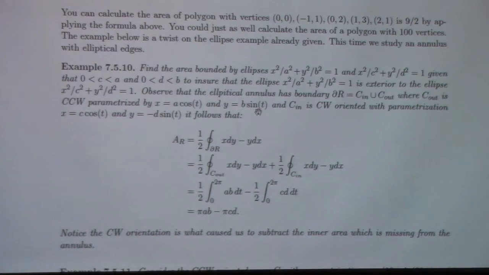For example, you can calculate that the area of a polygon with vertices (0,0), (-1,1), (0,2), (1,3), (2,1) is 9/2 by applying the formula. Try it for yourself on something that you know, like a square. See how it works. It's really cool. Because you could take a polygon with 1,000 points, and you could still find its area without doing a lick of trigonometry. And that's weird.